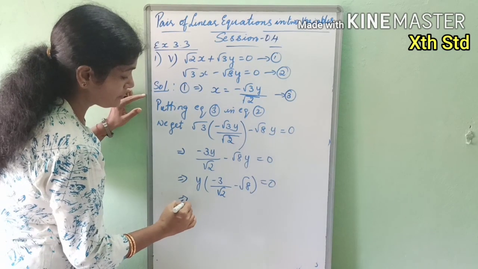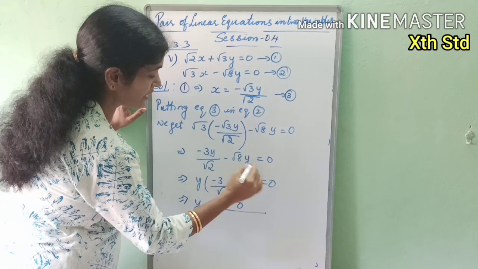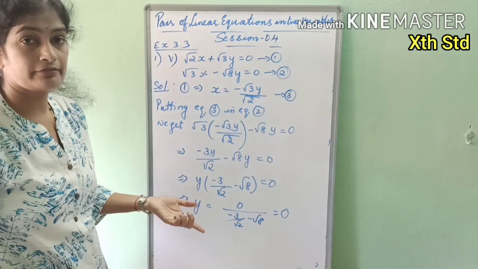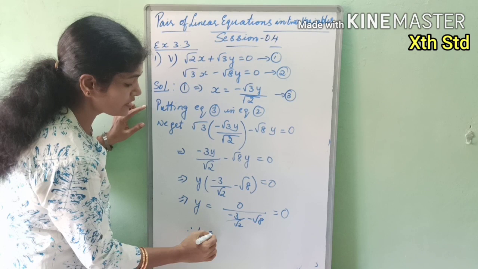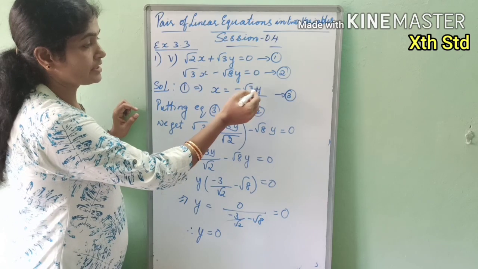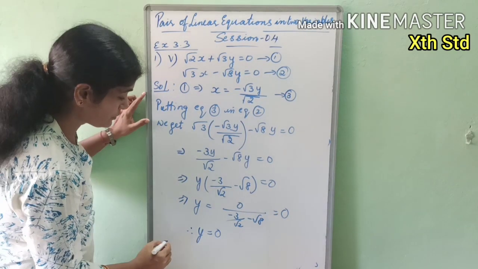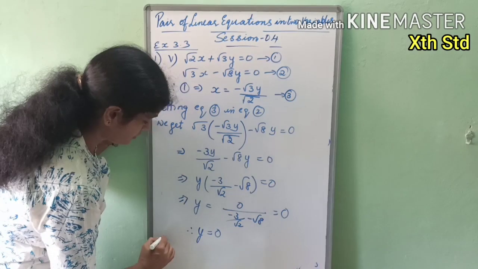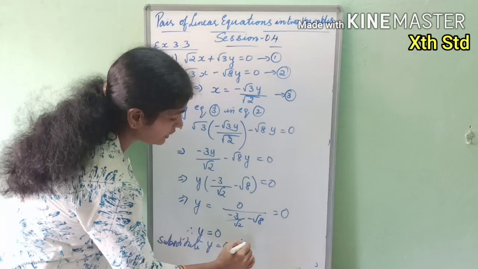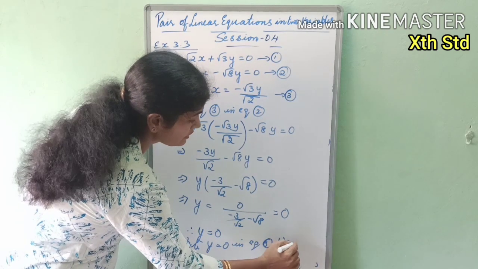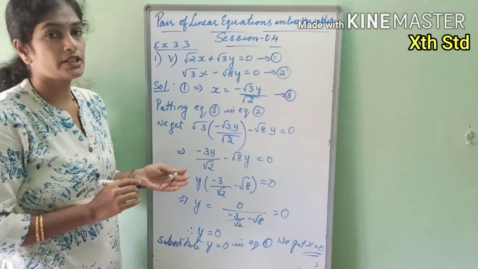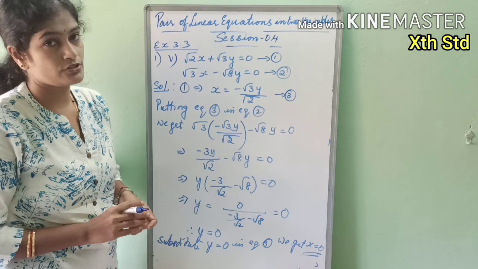Which implies y is equal to 0 divided by this entire thing, that is minus 3 by root 2 minus root 8. That is nothing but 0 itself, right? Therefore, y is equal to 0. So if y is equal to 0, then find out the value of x. Substitute y equal to 0 in equation 3. We get x also 0. Therefore, what are the solutions for this? It is x equal to 0 and y is also equal to 0.